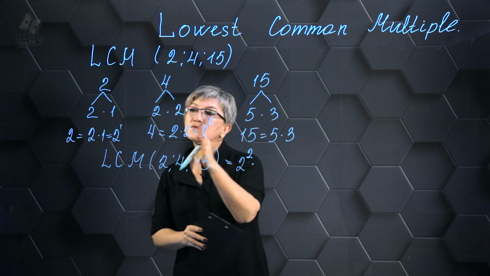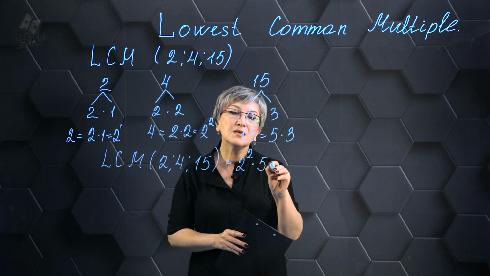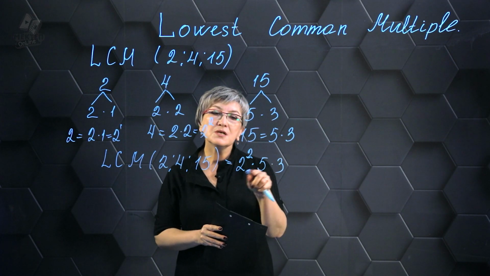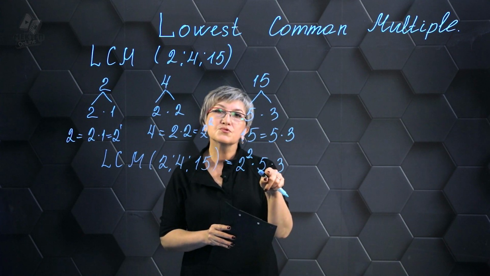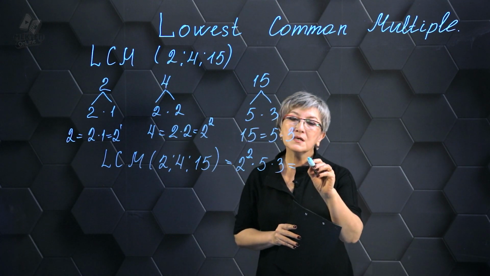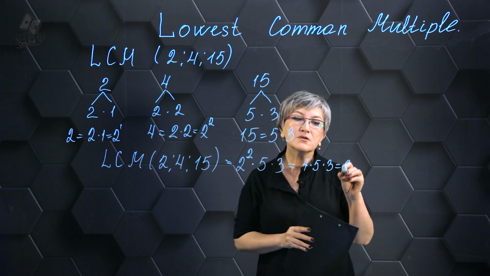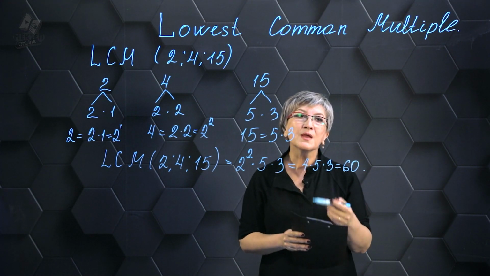Next, multiply. All right, I'm done with these numbers. I have additional factors, 5 and 3. Because I did not record these factors yet, I'm simply going to rewrite them. Well, now that I've rewritten everything, all I have left to do is multiply. 4 times 5 and times 3. So in the end, it turns out to be 60.